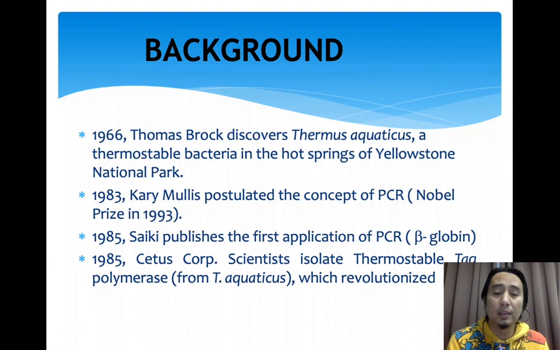Thermus aquaticus. So when Saiki isolates the Taq polymerase from T. aquaticus, it can withstand the high temperature of the PCR during the process. So instead of adding DNA polymerase in each cycle, Saiki can add Taq DNA polymerase only once at the start of the PCR.